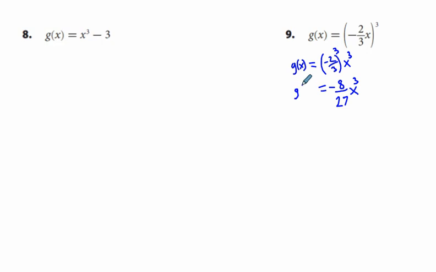So what I'll say is g of x, or f of x, we describe what happens to f of x, right? f of x is compressed by a factor of 8/27, and the negative sign does what? And reflected about the x-axis.